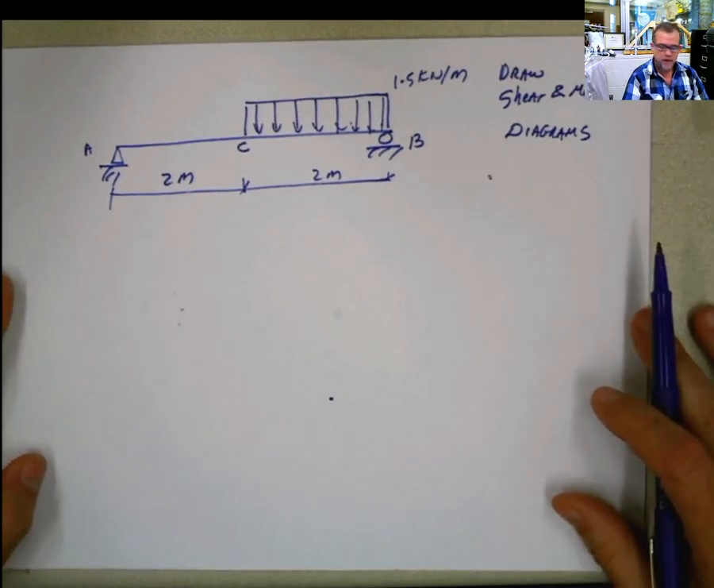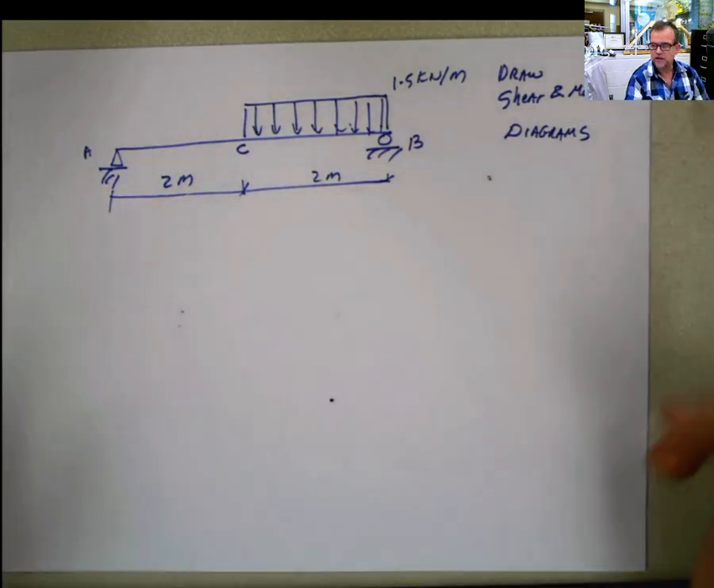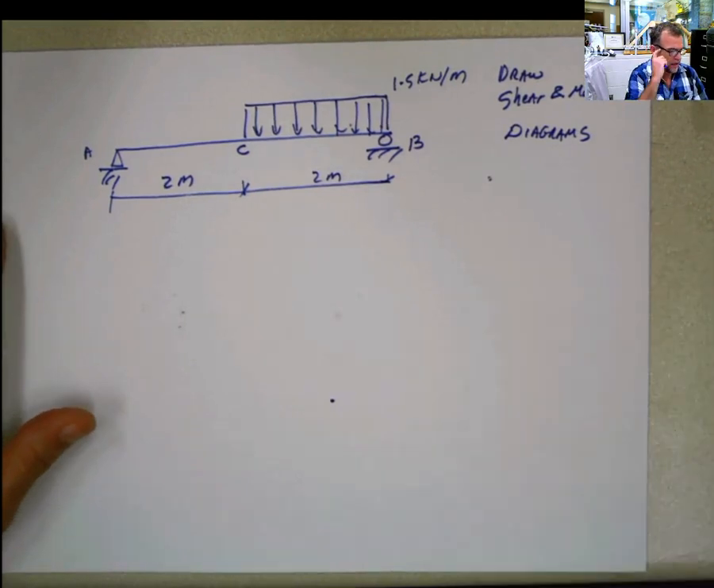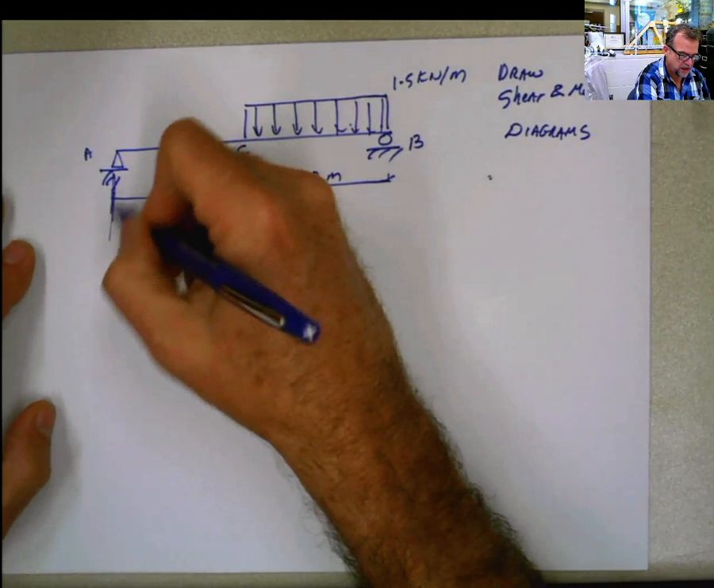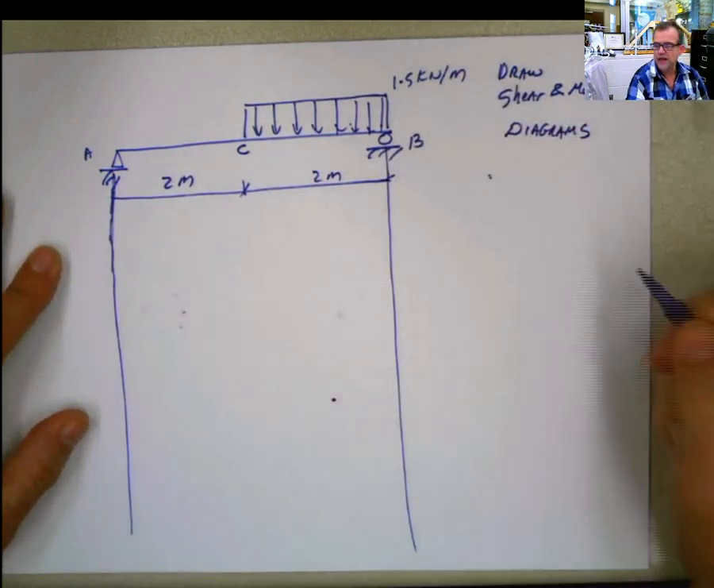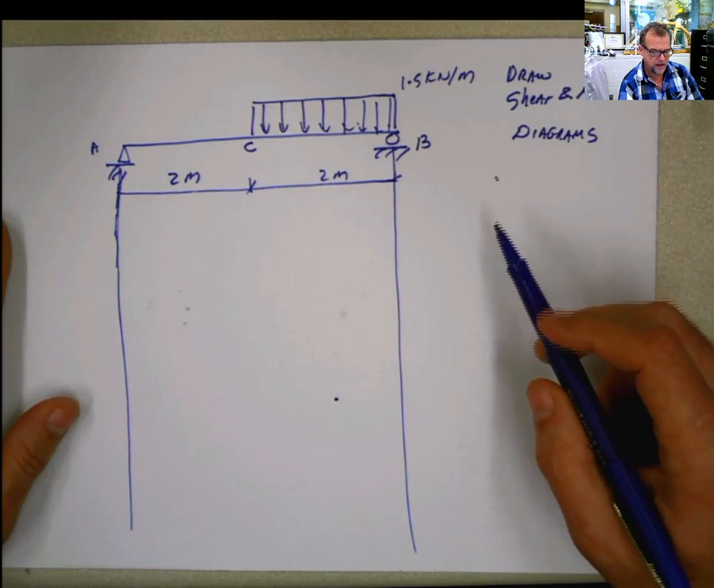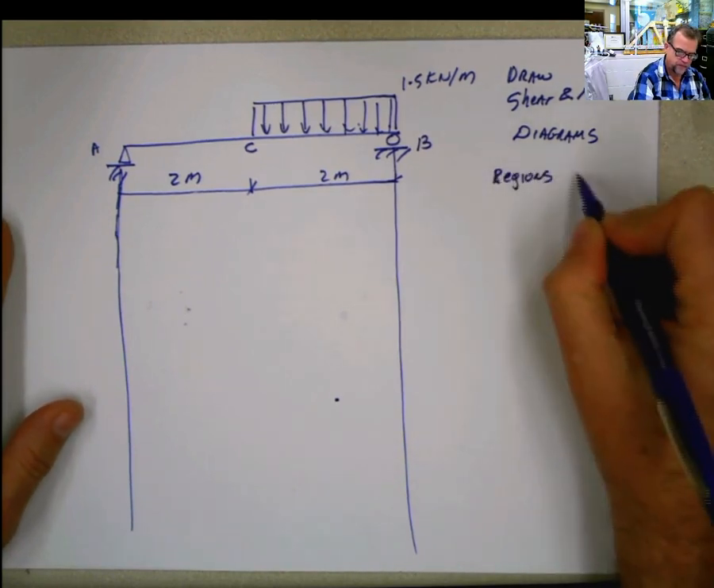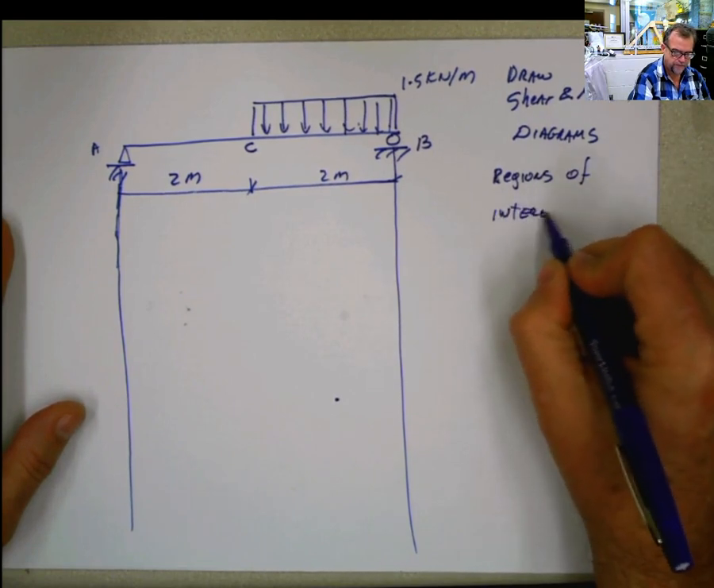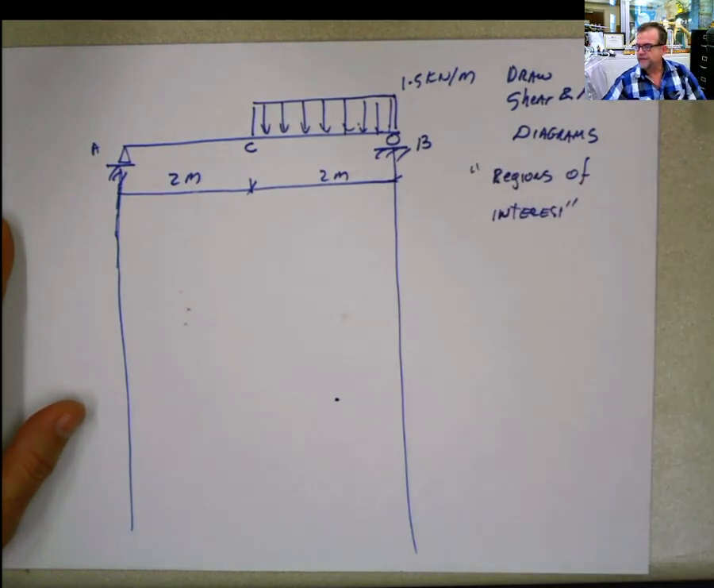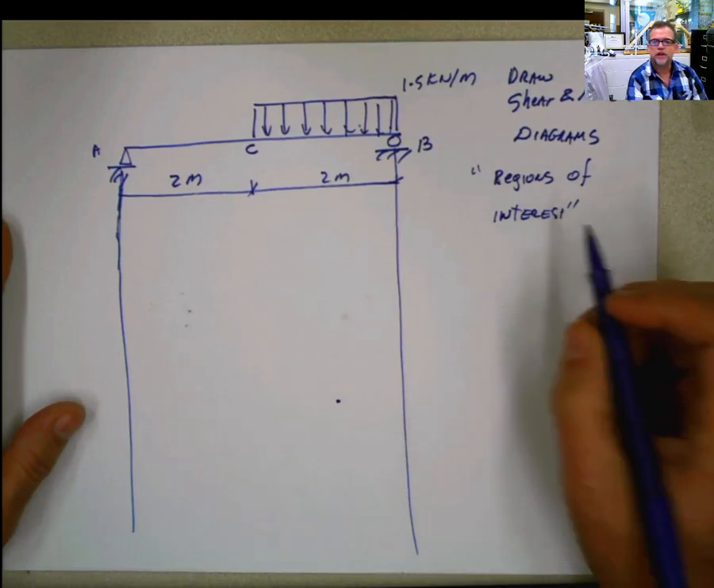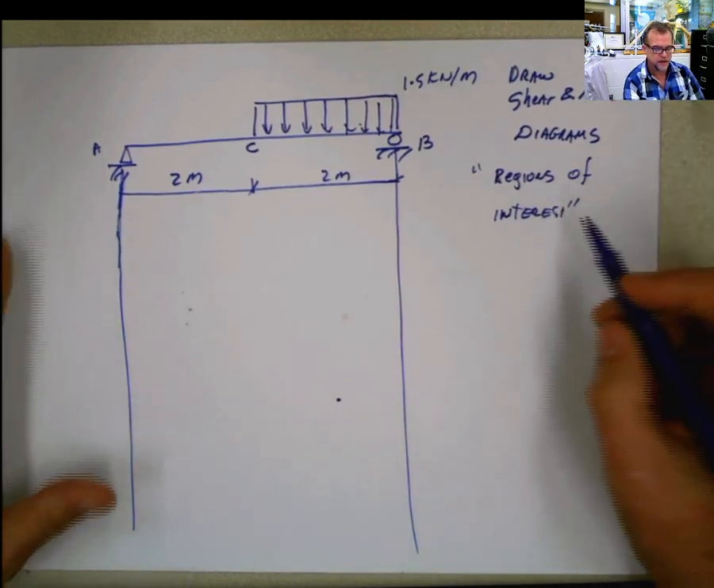The first thing, of course, is that you have to calculate reactions in most cases, if not all. But the first thing I would like you to do is draw a vertical line at the beginning and a vertical line at the end. After you do that, you're gonna look for something that I call points of interest or regions of interest. They are actually called discontinuities.